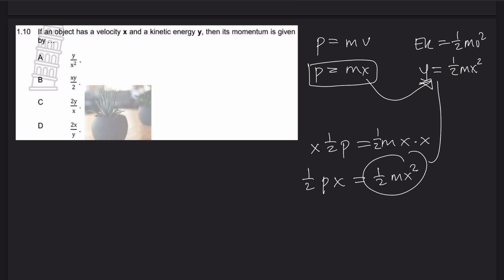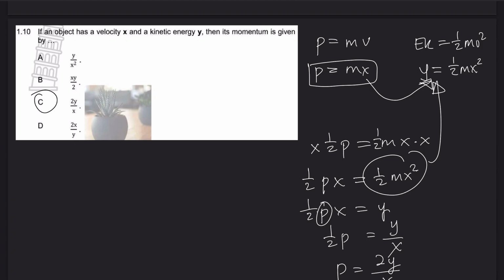Now half mx squared is y, right? So half px equals y. Now they want us to solve for the momentum. So we can say that half px equals y, so half p equals y over x, and you take the half across, you're going to get p equals 2y over x. So the answer there is C.